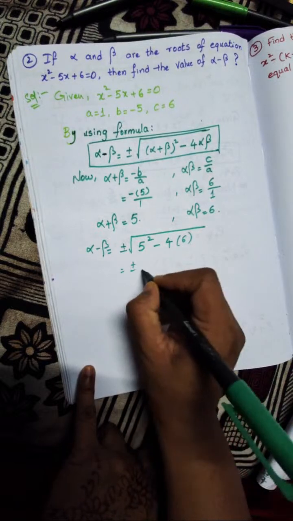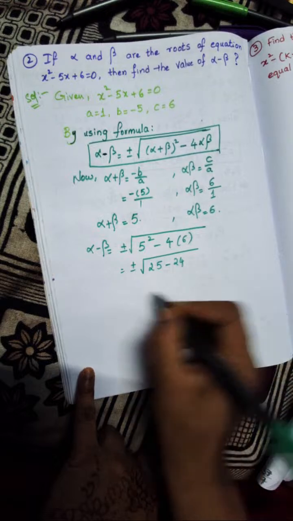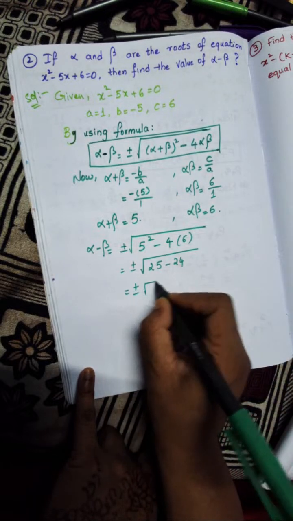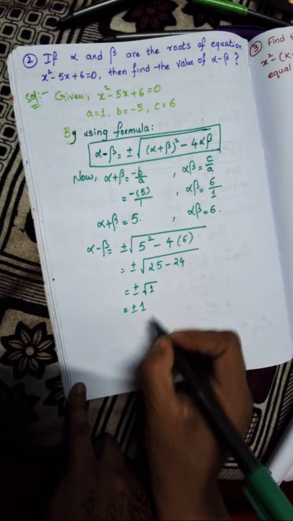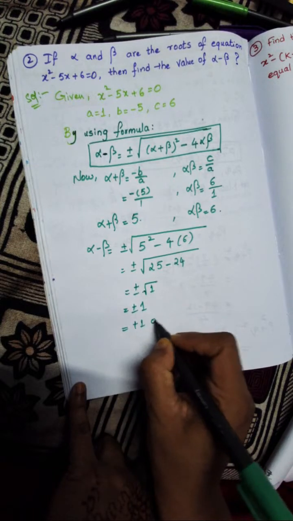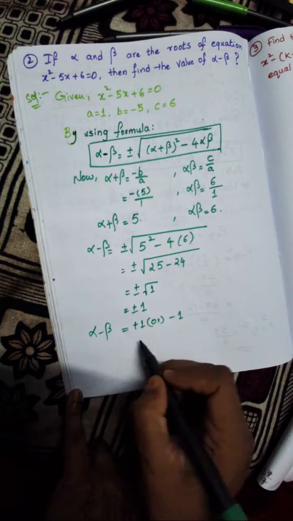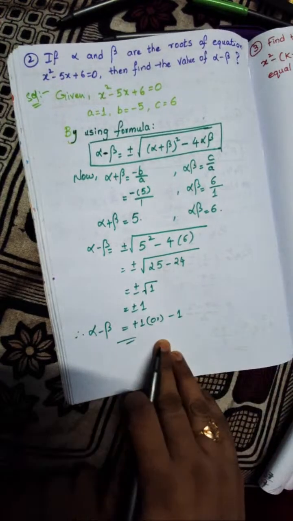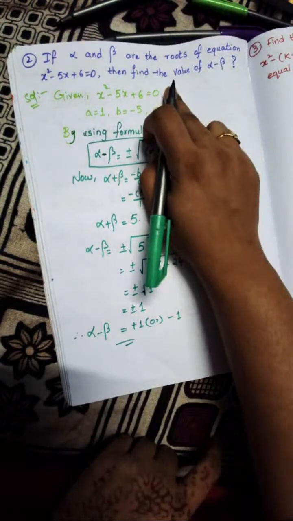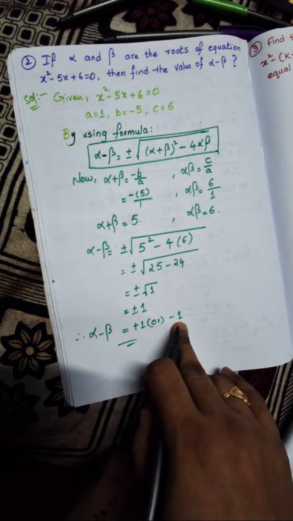Okay, plus or minus under root 25 minus 4 times 6 is 24. This implies plus or minus 1, that is plus 1 or minus 1. So the value we have to find from the question, alpha minus beta, is 1 or minus 1.